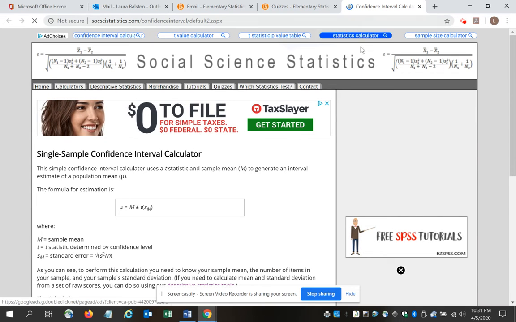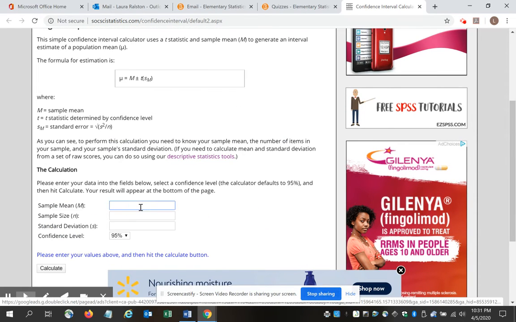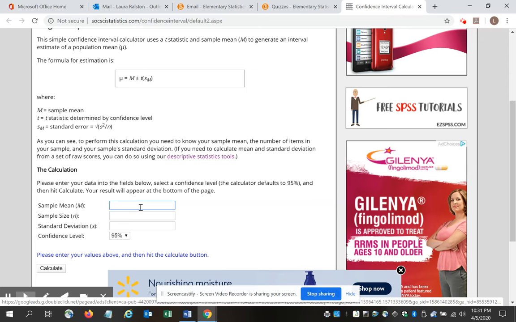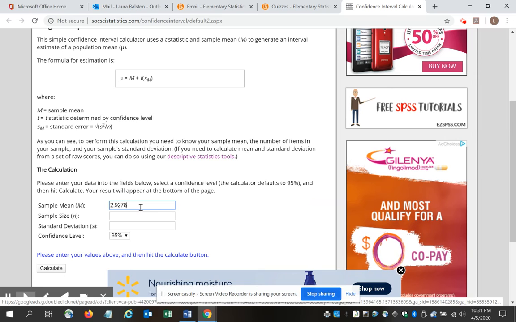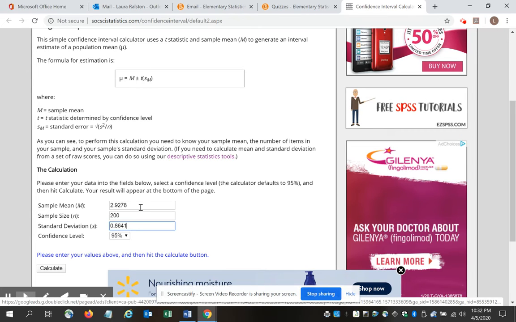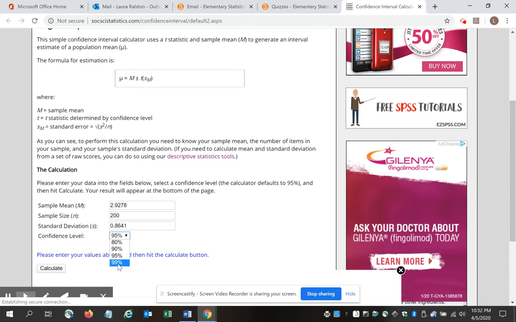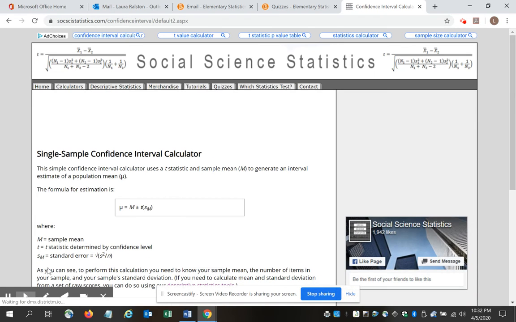And it's thinking about it. And it comes up. And I scroll down. And I have to enter the information. The sample mean given in the problem is 2.9278. My sample size was 200. My sample standard deviation, which I have to use because I do not know the population standard deviation, is 0.8641, and I want to do a 99% confidence level. And I calculate.